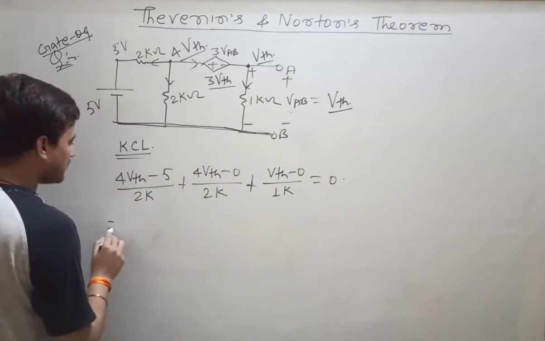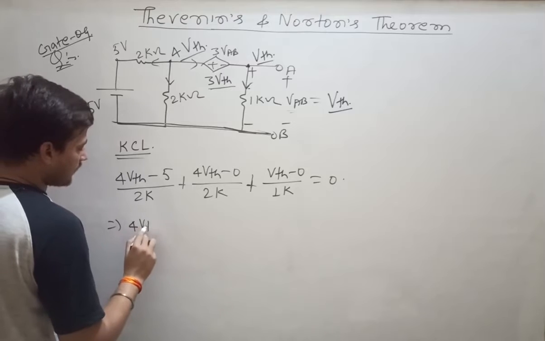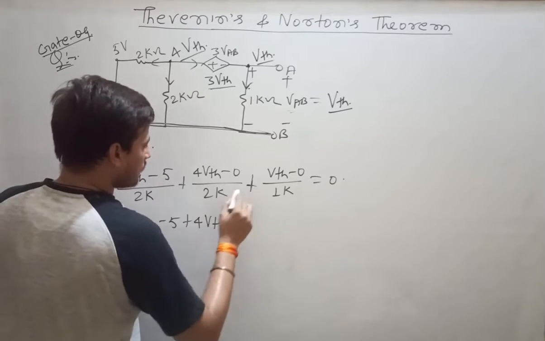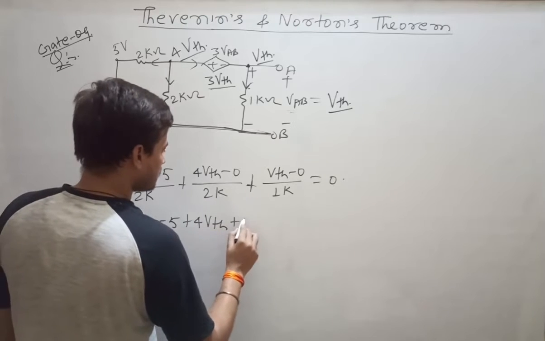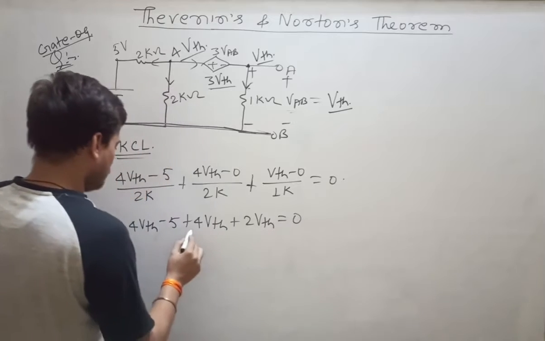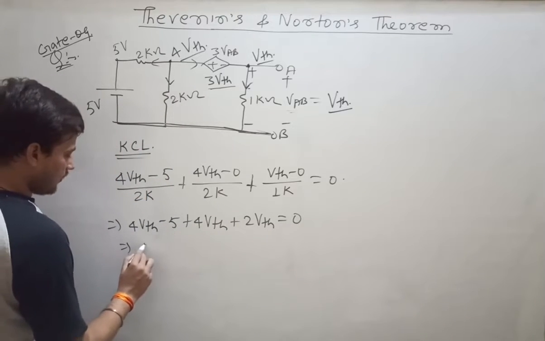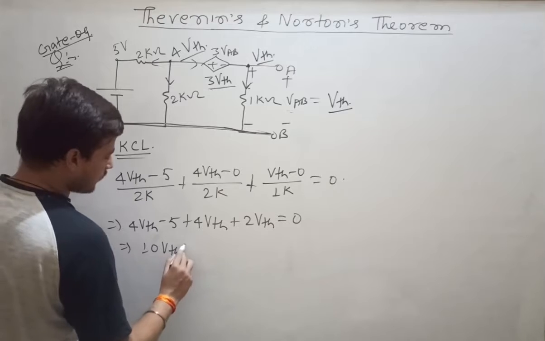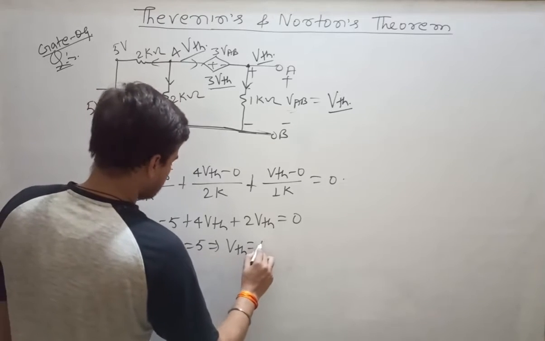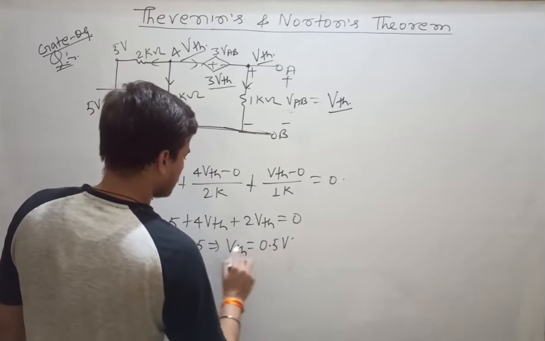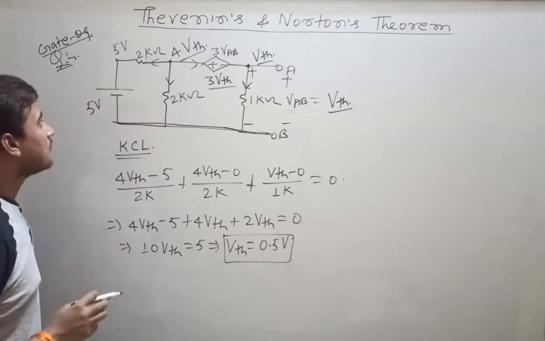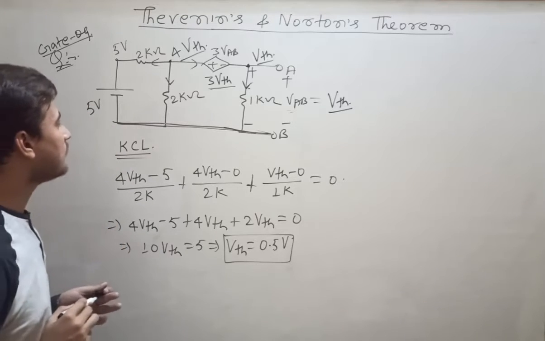So take the LCM. You will write 4 VTH minus 5 plus 4 VTH plus 2 VTH equal to 0. That means 10 VTH equal to 5. That means VTH is coming 0.5 volt. Clear? VTH is coming 0.5 volt.